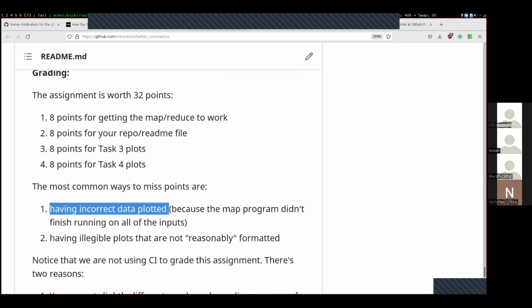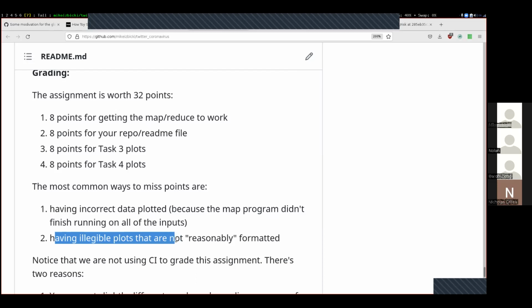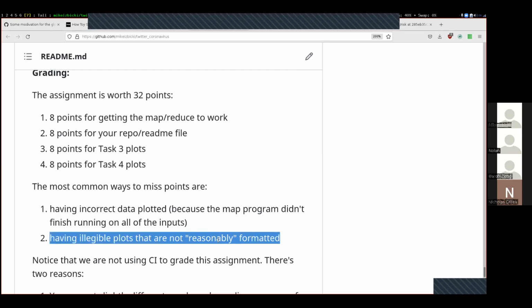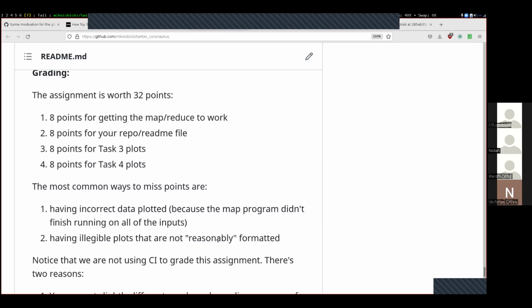So you can lose a lot of points this way if your map program's not working correctly. A little more subtle: if your plots are illegible somehow or not what I would consider reasonably formatted, then you'll lose points for that. I think I'm pretty generous on what it means to be reasonably formatted. I just have to be able to read it, to actually see what's going on. But there's always quibbling where students thought they had a reasonable plot, and I disagree. So it's easy to lose points here.